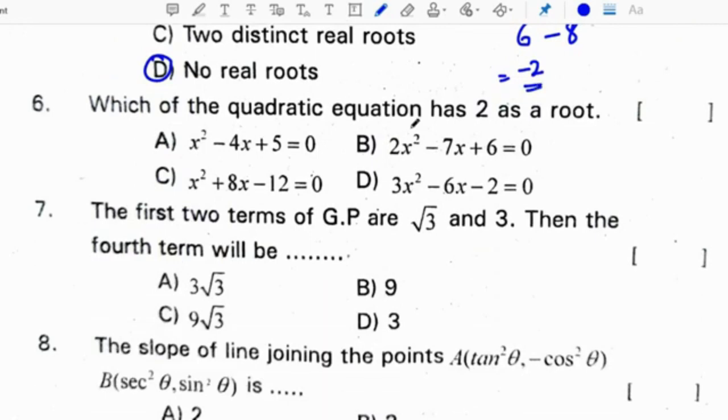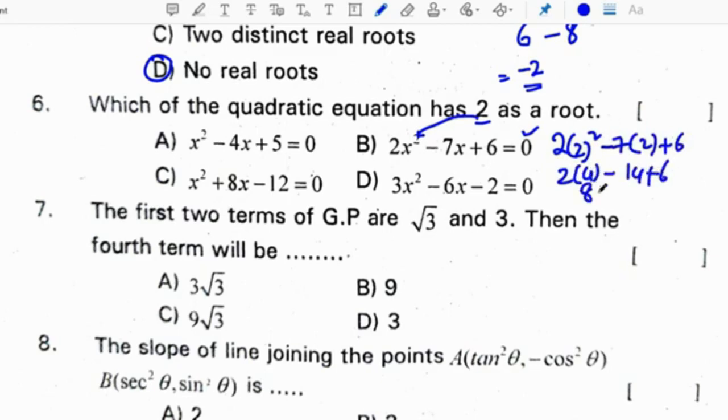Sixth question, which of the quadratic equations has 2 as a root? So just substitute the 2 into each equation. If the answer is 0, then it has a real root. So let us substitute 2 in this: 2 into 2 squared minus 7 into 2 plus 6. 2 into 2 squared value is 4, 7 twos are 14, plus 6. 2 fours are 8 minus 14 plus 6 is 0. So the correct option will be B.